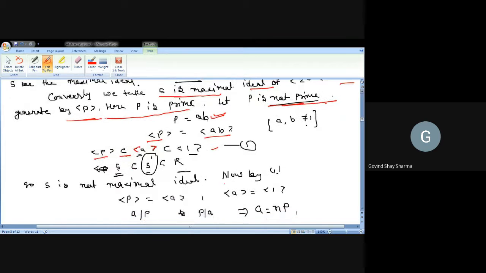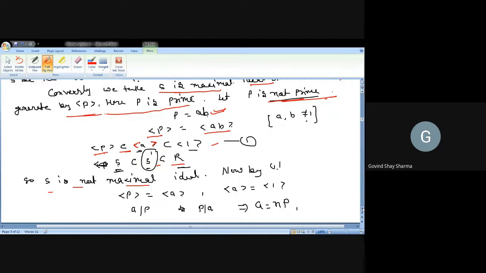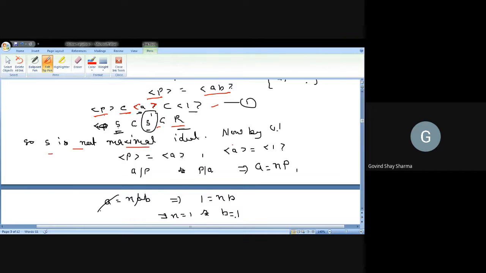So S is a subset of S dash, or R, so S is not a maximal ideal. Now from 1, the ideal generated by P is equal to A, or A is equal to 1. So A divides P and P divides A. So we take A as n P. Here is the multiplication, and we know that P is equal to A.